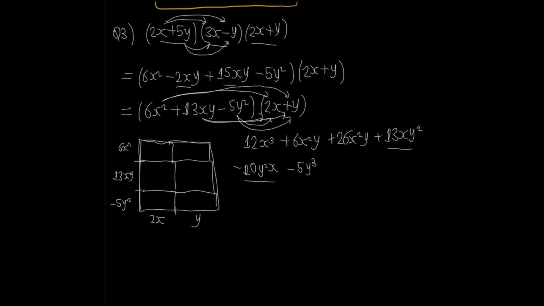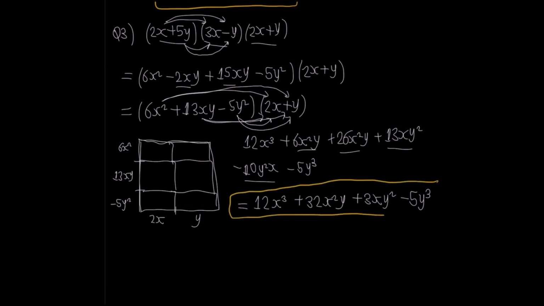We can combine these two terms and these two terms, and we'll end up with the final result, which is 12x cubed plus 32x squared y, 13 minus 10 plus 3xy squared minus 5y cubed, and that should be our final result.